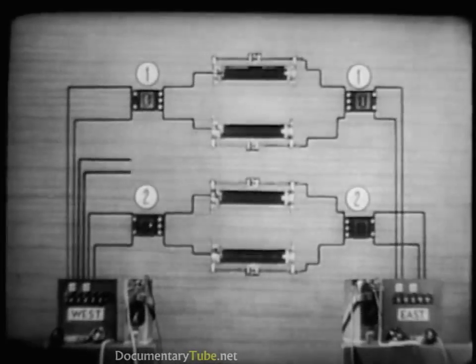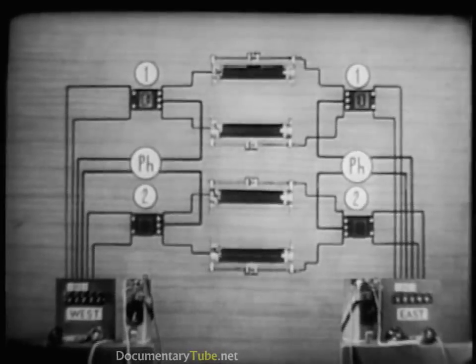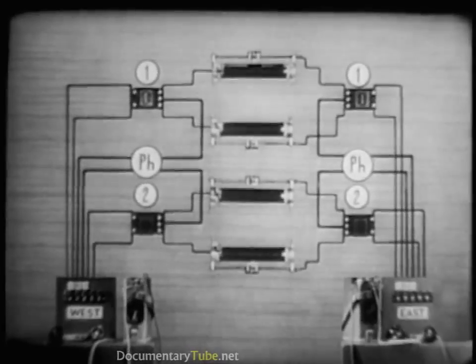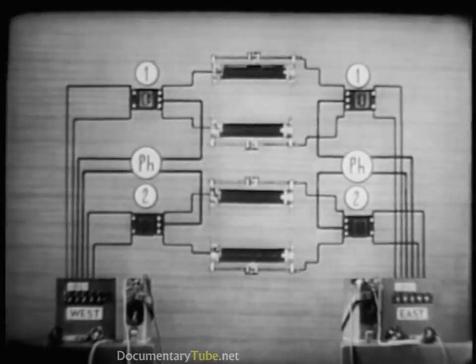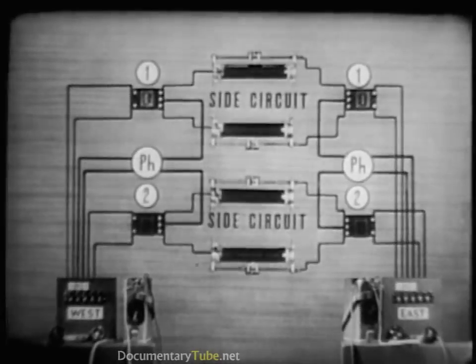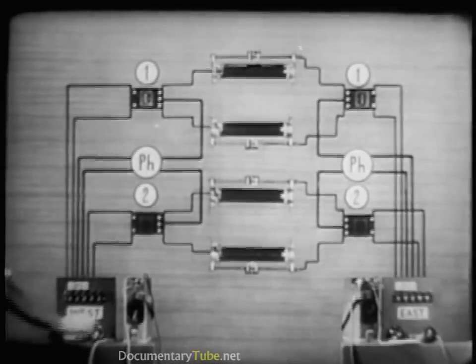The phantom may be a telephone or telegraph circuit. We're going to use it for telephone. We now have our phantom circuit. The 2 original circuits are now known as side circuits. Altogether, the 3 circuits form a phantom group. Let's see if they all work.